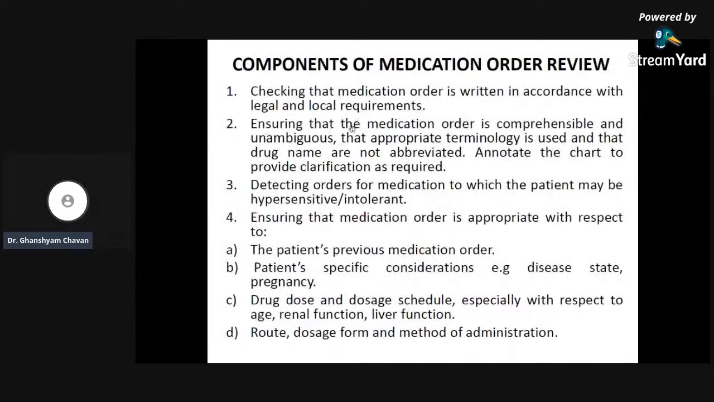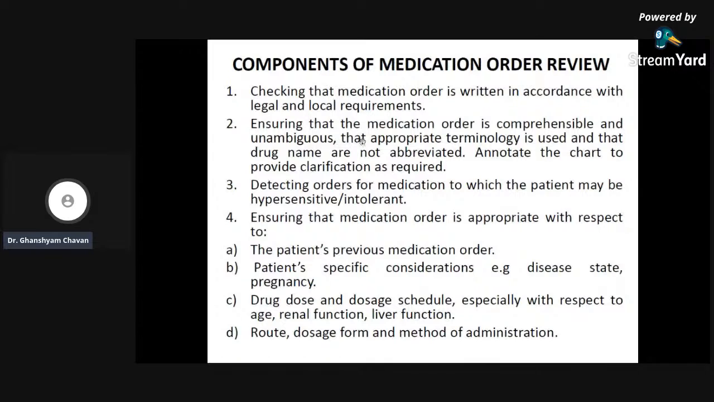Ensuring that the medication order is comprehensible and unbiased. What is comprehensible and unbiased? Comprehensible means comprehensible in all aspects. We are coming to the conclusion that this is the perfect one. And unbiased means clear, very straight, very clear.